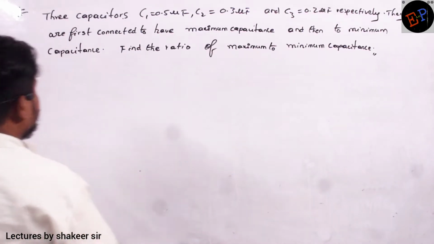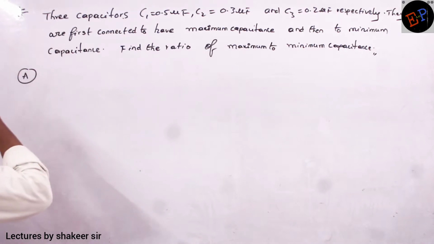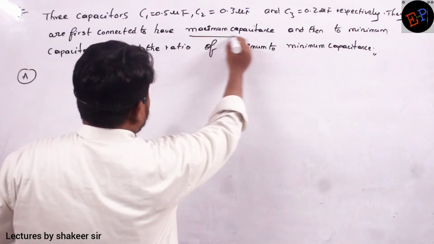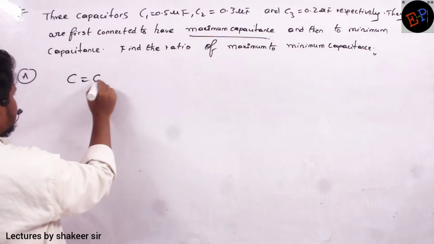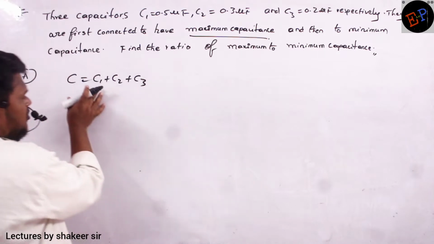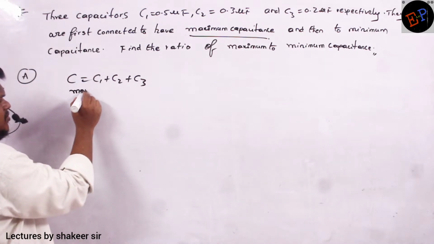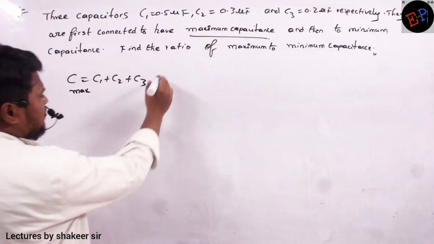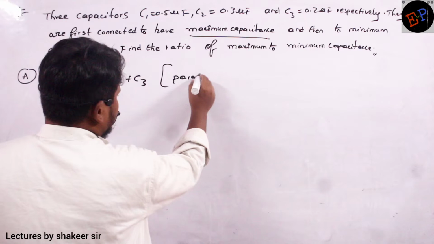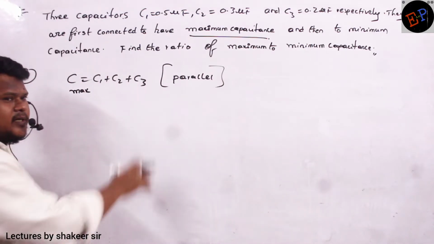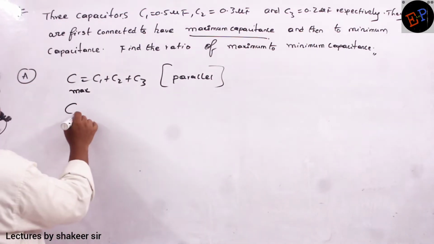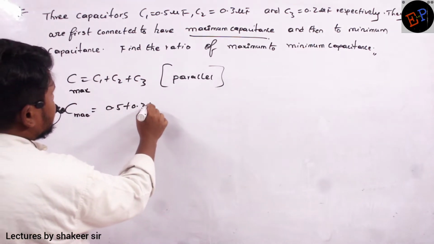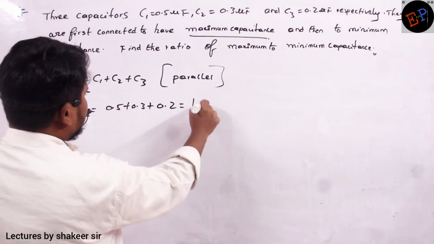So see this question. Three capacitances C1, C2, C3 are connected respectively. They are first connected to have maximum capacitance. Maximum capacitance means C is equal to C1 plus C2 plus C3. Only in this connection I will get maximum capacitance, because if you directly add all the capacitances, that will be maximum. So what kind of connection is this? Parallel connection. Only in parallel connection can you add all the capacitances. So C max is 0.5 plus 0.3 plus 0.2, so it is 1 microfarad.